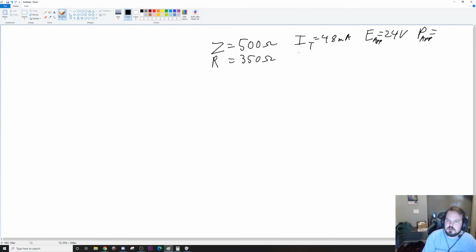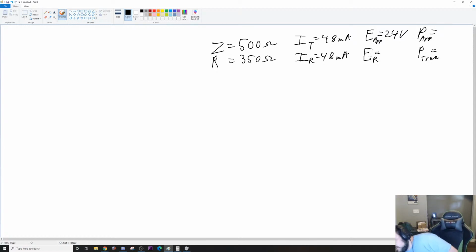We know I of R is 48 milliamps because it's a series circuit, and that hasn't changed. E of R, we have no clue right now, and P true. So the crux of this question is knowing that true power is the power that has to do with resistance.